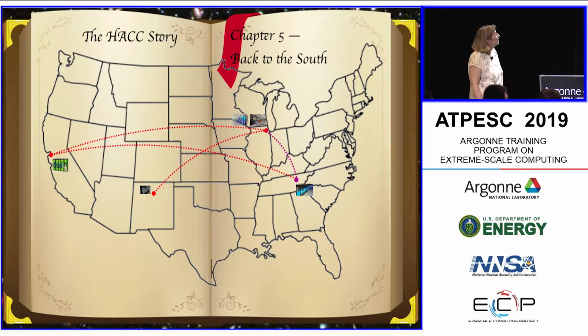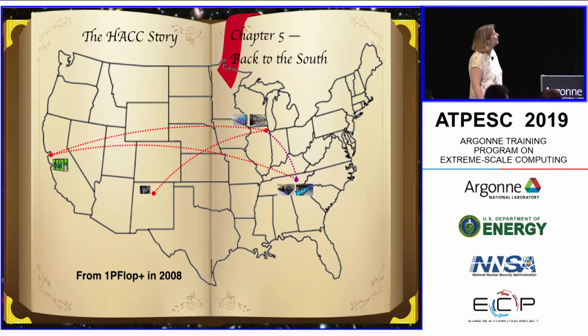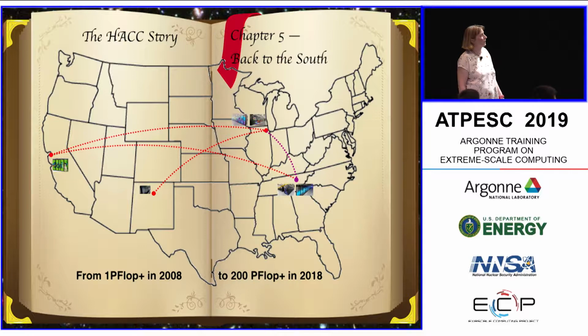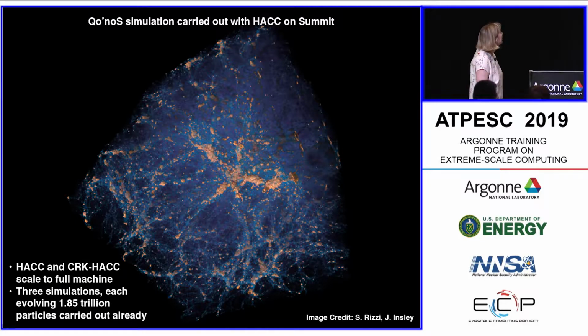And then we moved one more time back to Oak Ridge and to Summit. And yeah, I still have a little bit of time. So I can tell you, well, first of all, we went from 1 petaflop in 2008 to 200 petaflops in 2018. And I probably should have something to 1 exaflop in 2021, but I don't have that there, but it will happen. We are all confident.